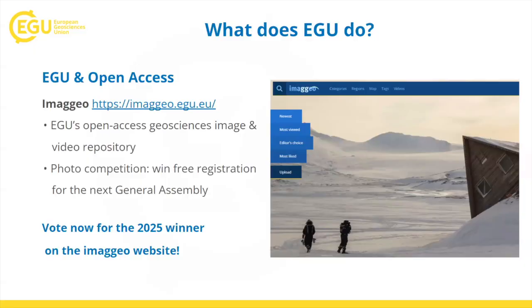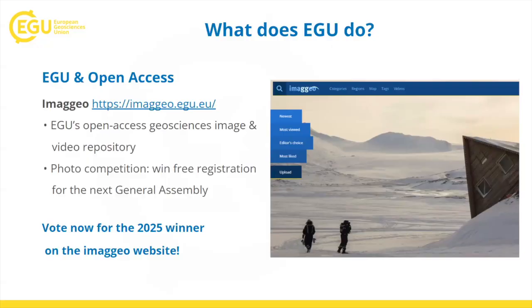And by uploading images, you can also enter the photo competition, which is an annual competition where the winner gets free registration for the next General Assembly. Now, entries for this year's competition are closed. They tend to open in the winter, perhaps around January. But you can now vote for the 25 winner.